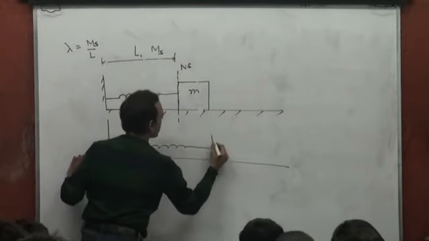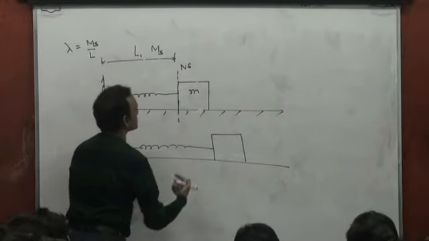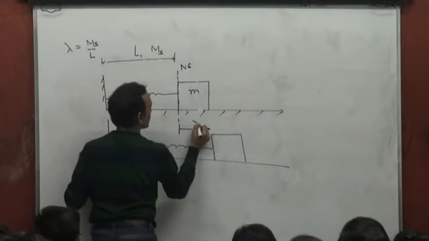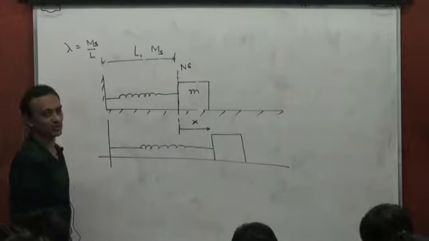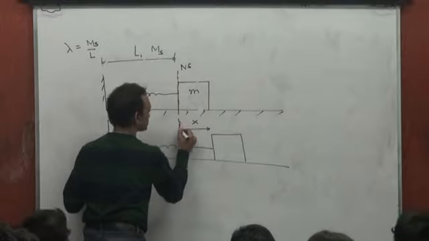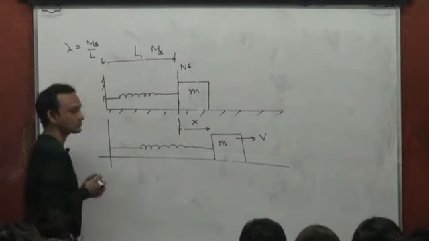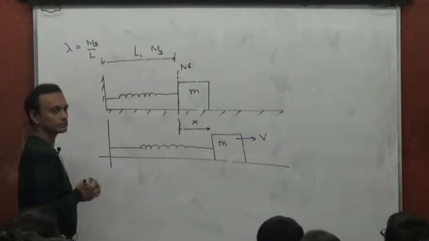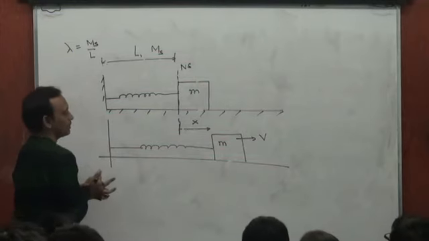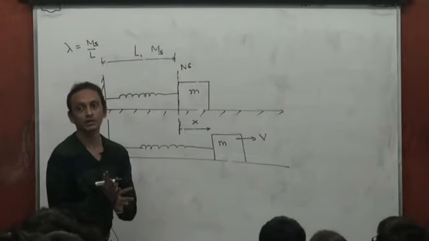I produce oscillations on the mass, and at some instant, when the mass has got displaced by an amount x, I look at this and it has a velocity v. At this juncture, I will write down the energy equation.